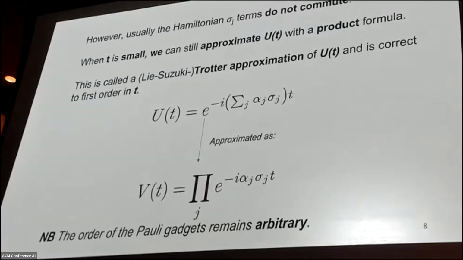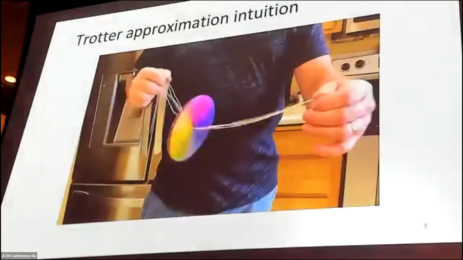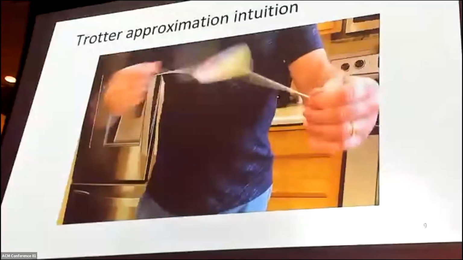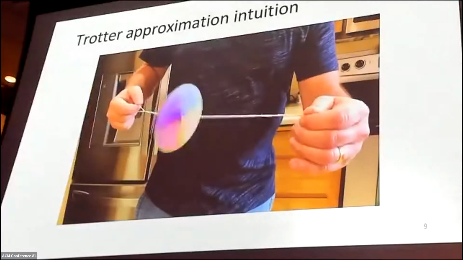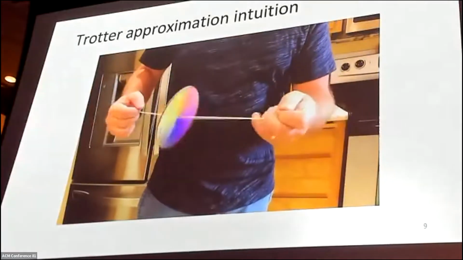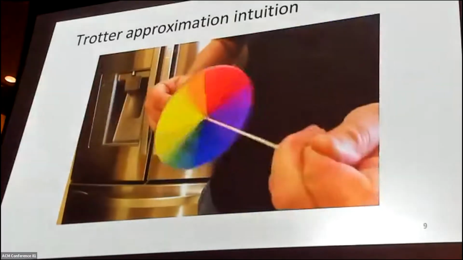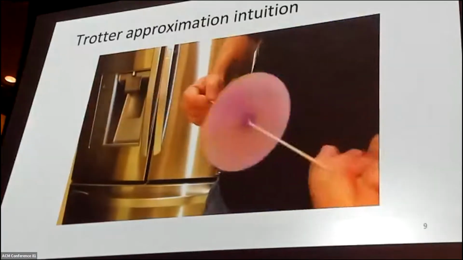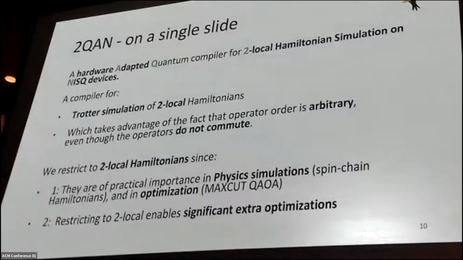And this is an approximation which is first order in t. To give you some intuition, it's very similar to when you take a color wheel with all of the different colors, and you spin it very rapidly. When the spinning is fast enough, the colors all average out and you will see the average color, which in this example would be the color white. And the same thing happens on the mathematical level when we construct these products of operators.